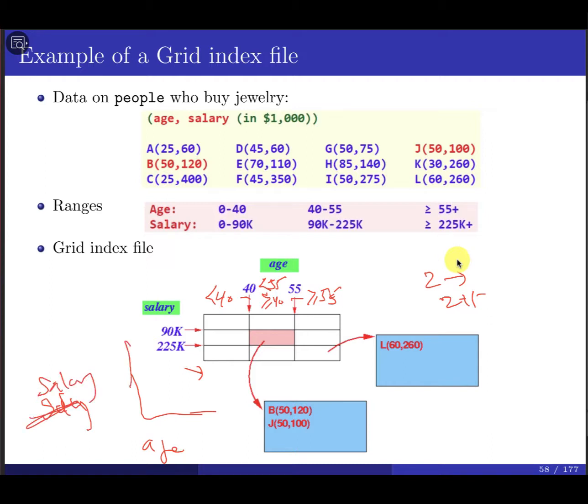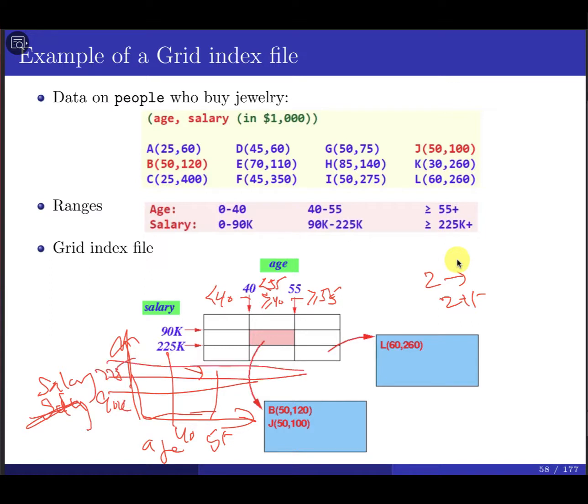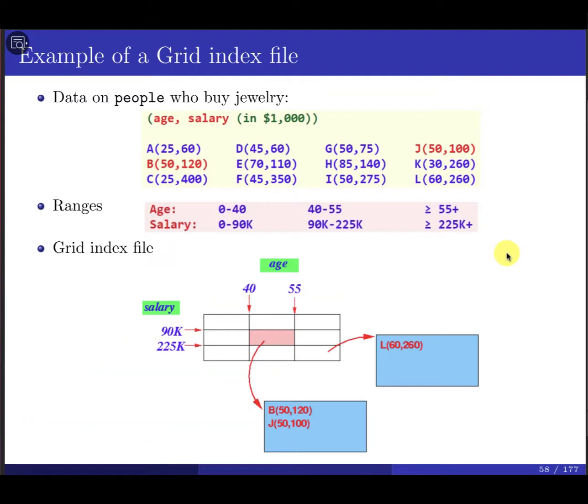This is the common way to build this one, with an x-axis and a y-axis. So we can have 40 and 55, and here we can have 90K and 225. And this stores the information. Just to give you an example, let's take a look at how we can store this one, the third one.